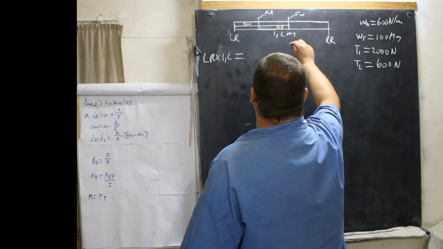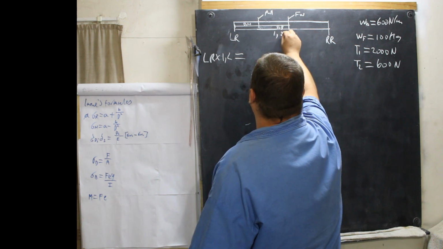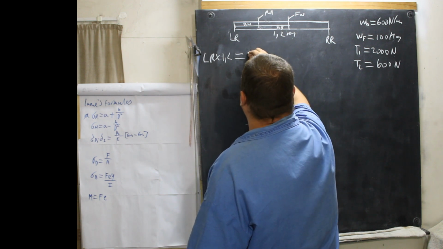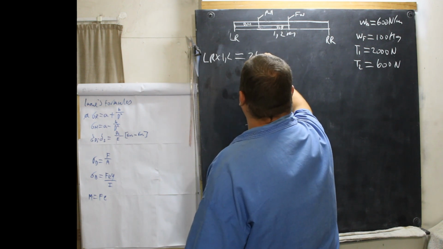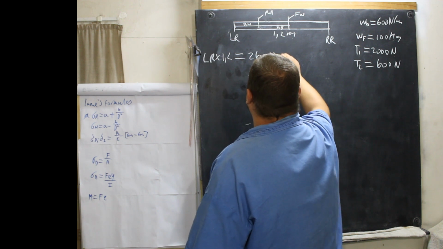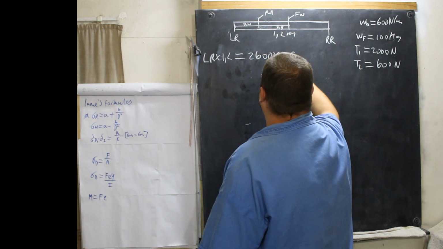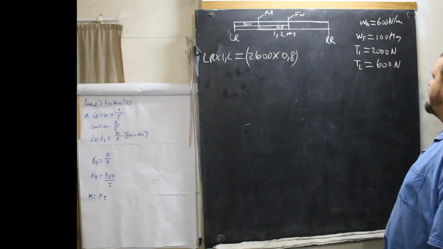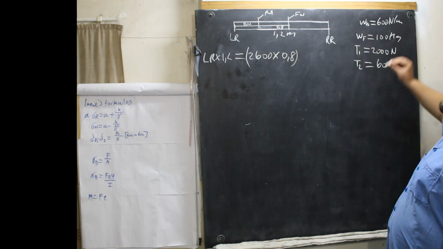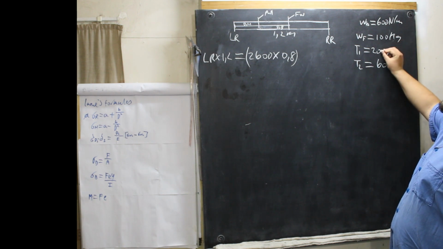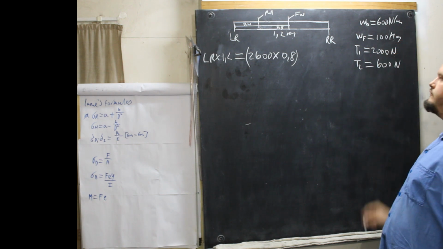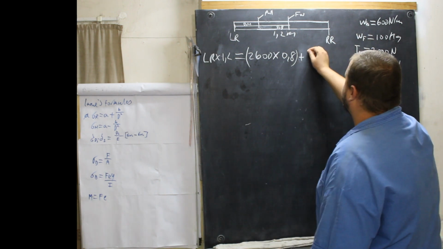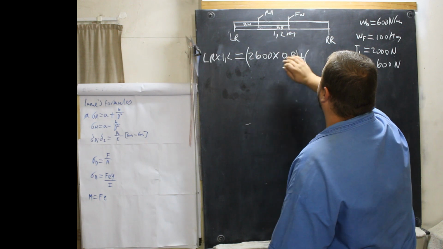The pulley, 1.2 minus 0.4 is 0.8. So now the pulley is 2600 times 0.8. The reason it is 2600 is because we have to add both tensions. Now, plus, now we're going to do our flywheel.